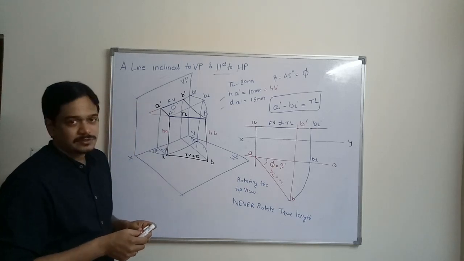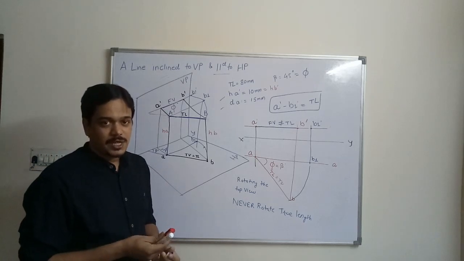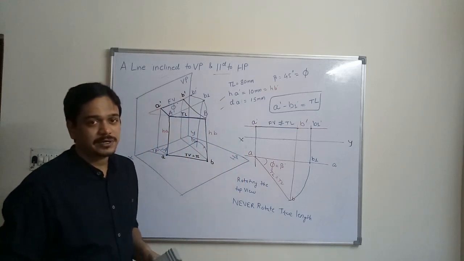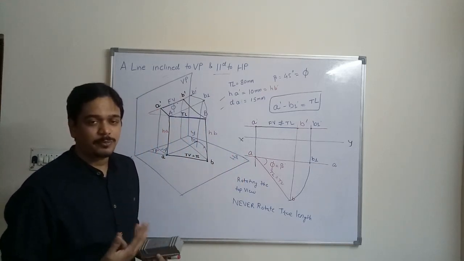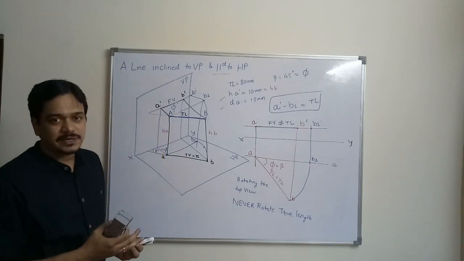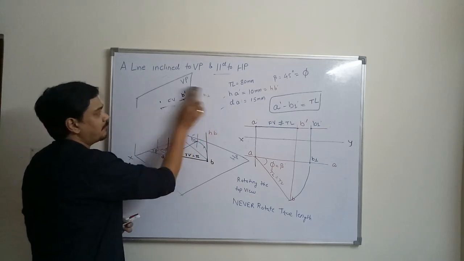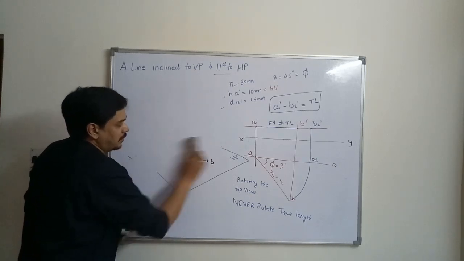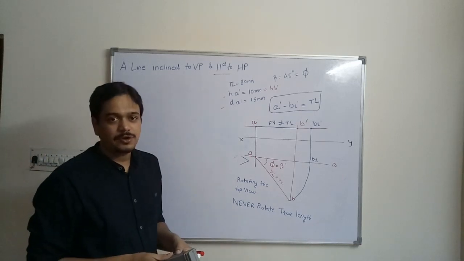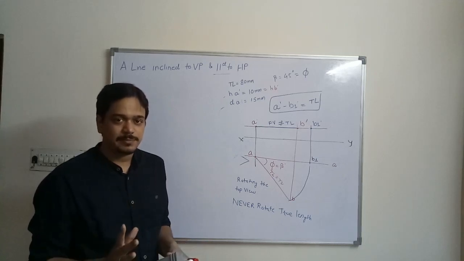So this is the case where line is inclined to VP and parallel to HP. Our next case is the line inclined to both the planes, that is HP and VP. Now the problem will become more complex. But only if the basics are clear, no need to worry. Just remember one thing, if you make line parallel to the plane, you will observe the true length. Only this is the concept.